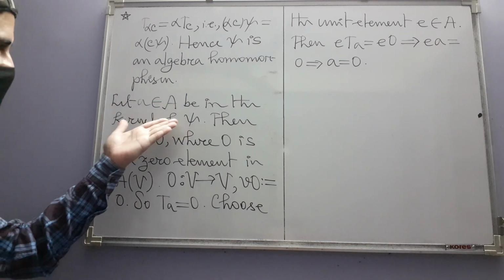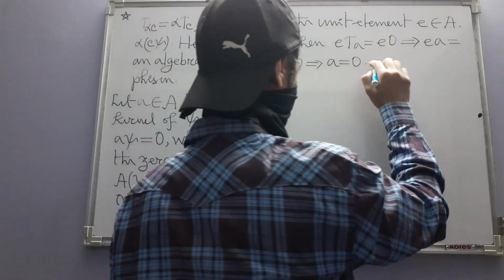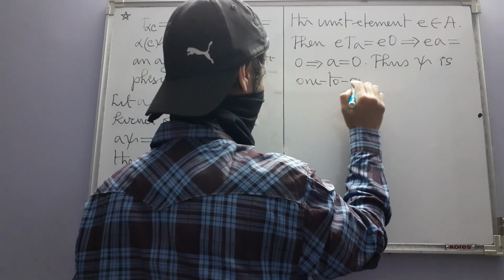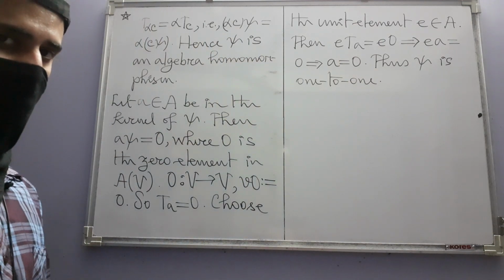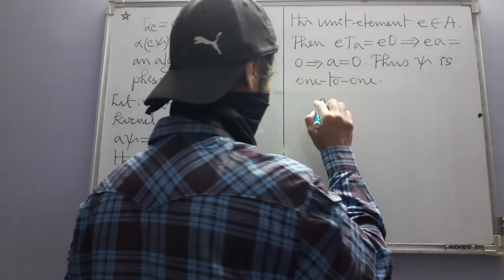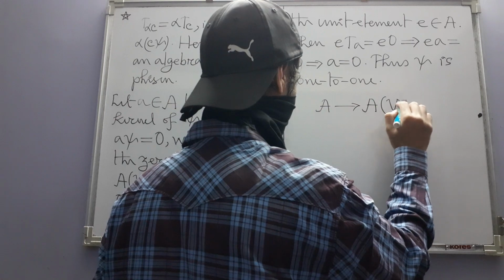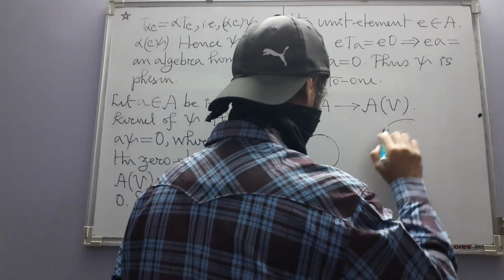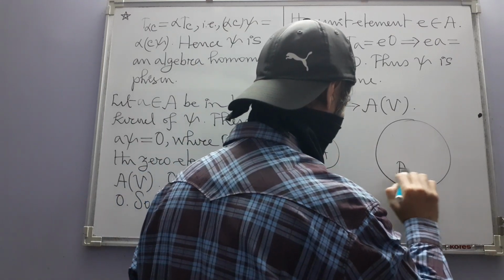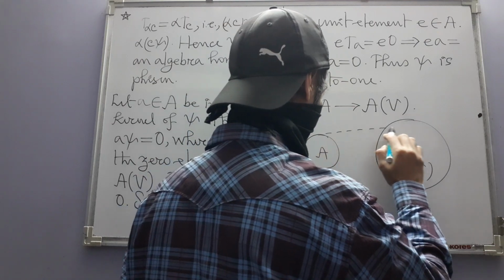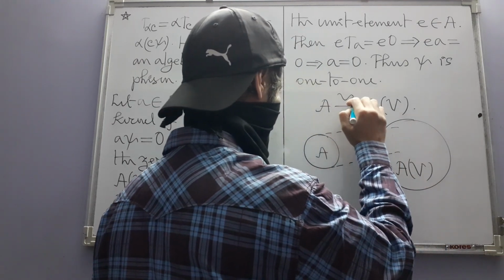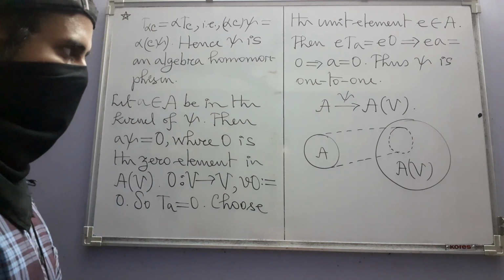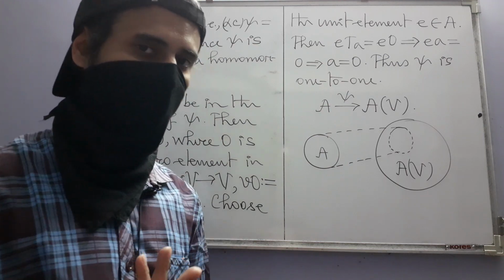So the only element in the kernel of psi is the zero element. That is why psi is injective or one-to-one. And this makes psi an algebra isomorphism of A into A of V. Now here comes the next thing. This is our A, this is our A of phi, and A has found through this map psi a sub part of A of phi with which it is isomorphic, algebra isomorphic.